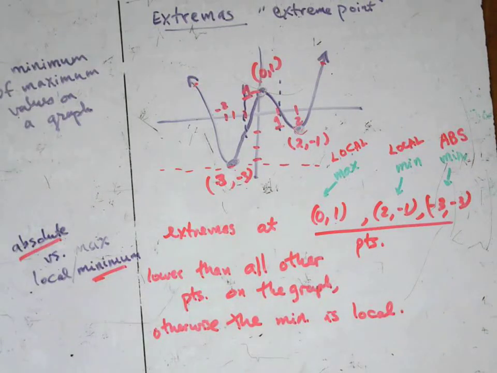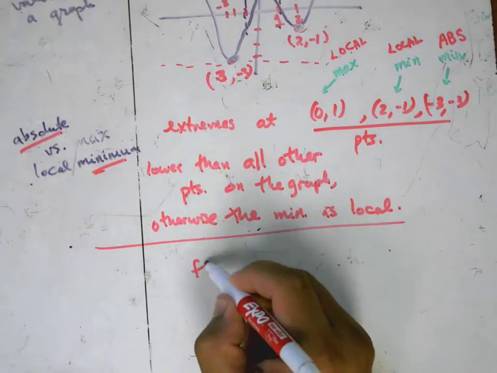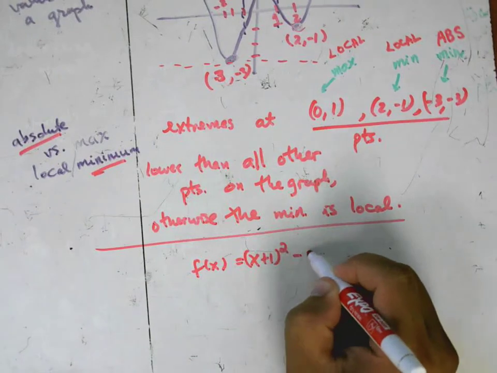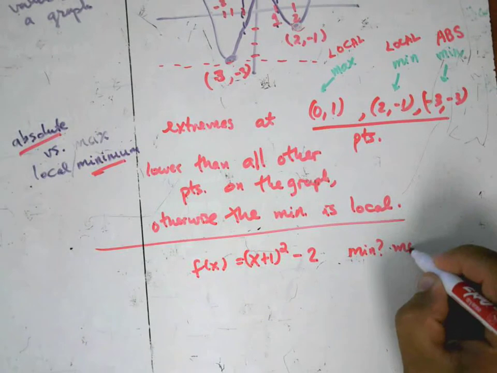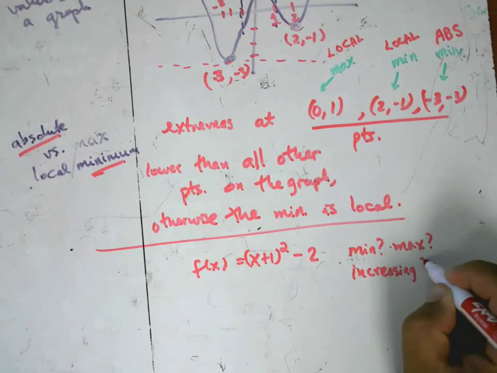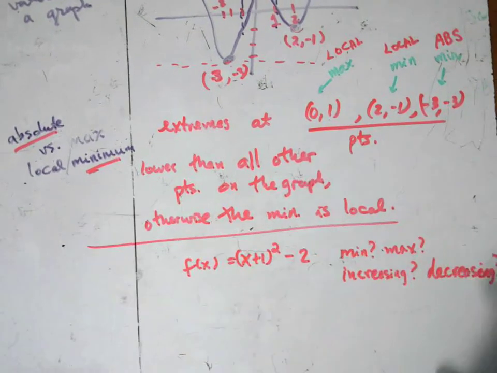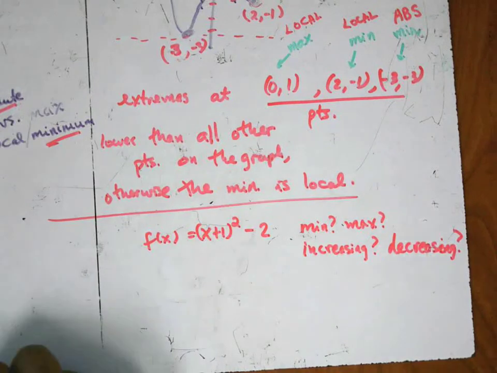So there's probably one more example in your notes, but I would like you to do this one on your own. This last one here is f(x) = (x + 1)² - 2, and it's asking for min, max, increasing, decreasing. Please work on this particular problem on your own. Here's a hint: you might want to start with a graph. That's always going to make these problems a little bit easier, so draw the graph.